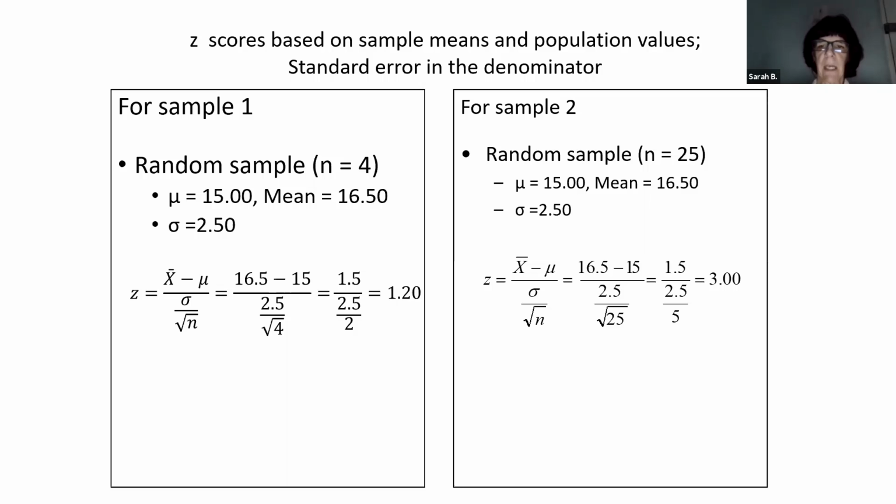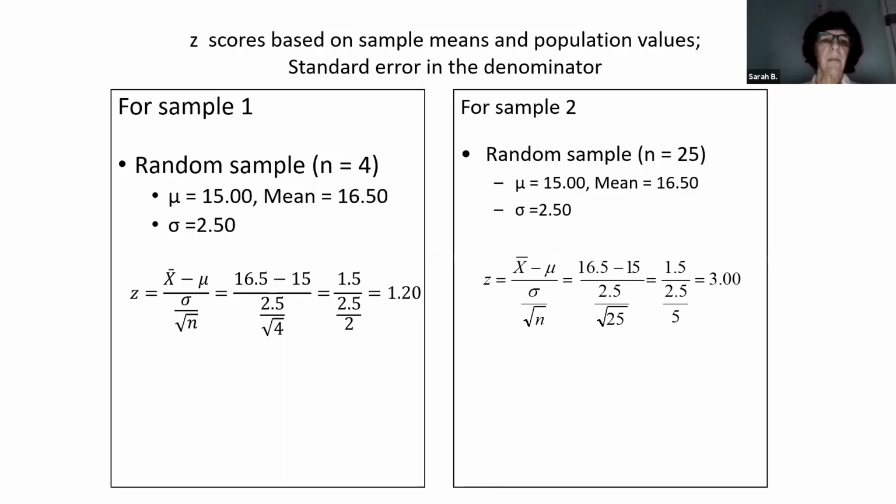You see that the standard error term is considerably less as sample size goes up. And the z-score is quite different. Z is 1.2 in the first case and 3 in the second case. The only thing that varied between these two examples was the sample size.